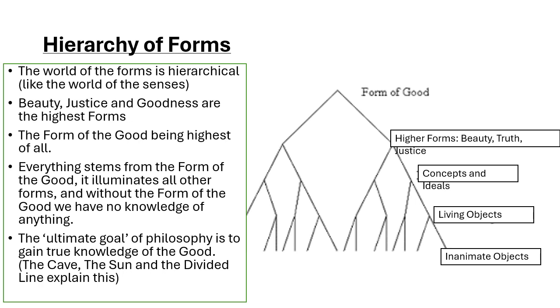And underneath that, we have beauty, truth, and justice. And underneath that, we have concepts and ideas. Then we have living objects, and then we have inanimate objects. That is the perfect form of these things. But the key ideas are at the top: form of the good, beauty, truth, and justice.